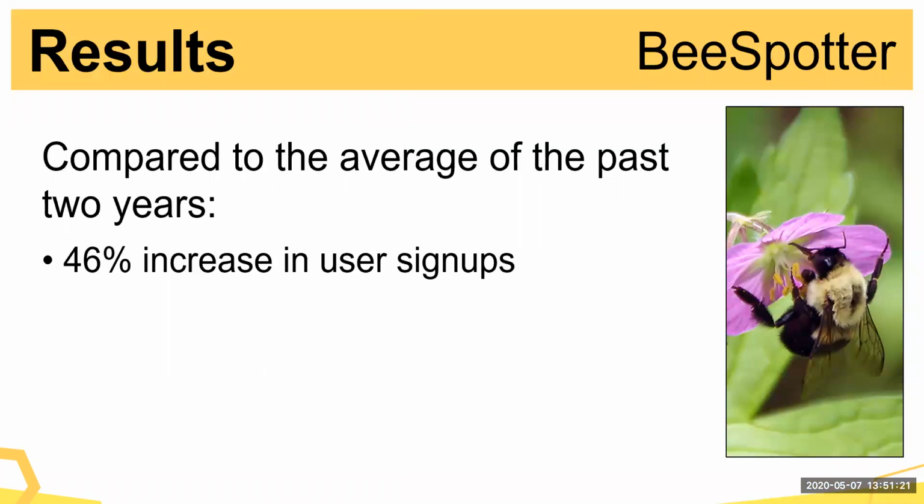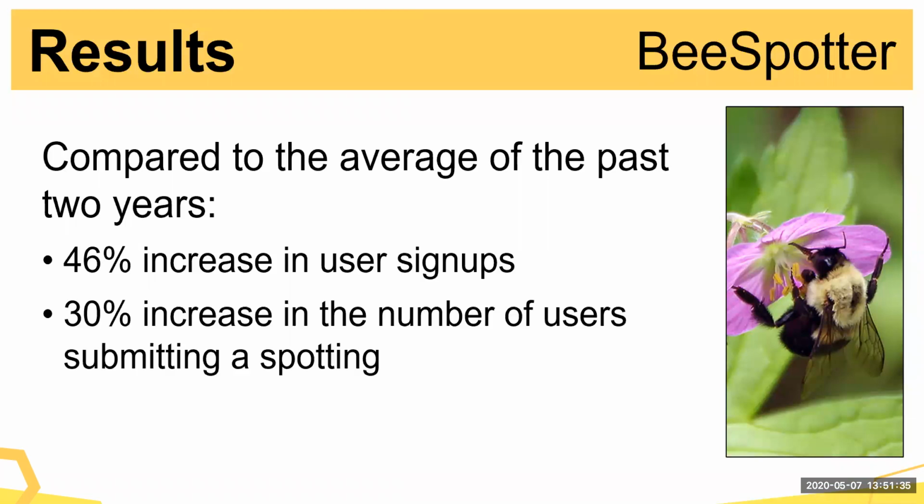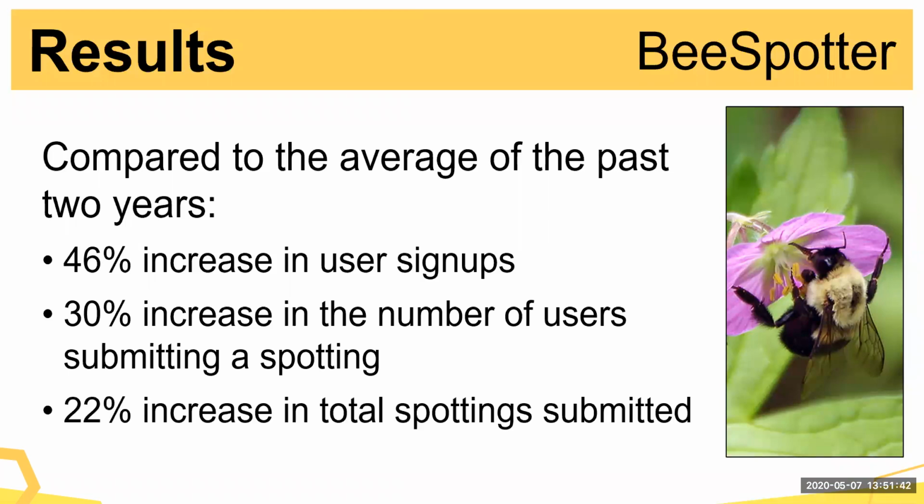And then some results for BeeSpotter. So averaging the past 2 years of BeeSpotter data, after I-Pollinate originated, we saw a 46% increase in user signups. We saw a 30% increase in the number of users submitting a spotting. And lastly, we saw a 22% increase in total spottings submitted.